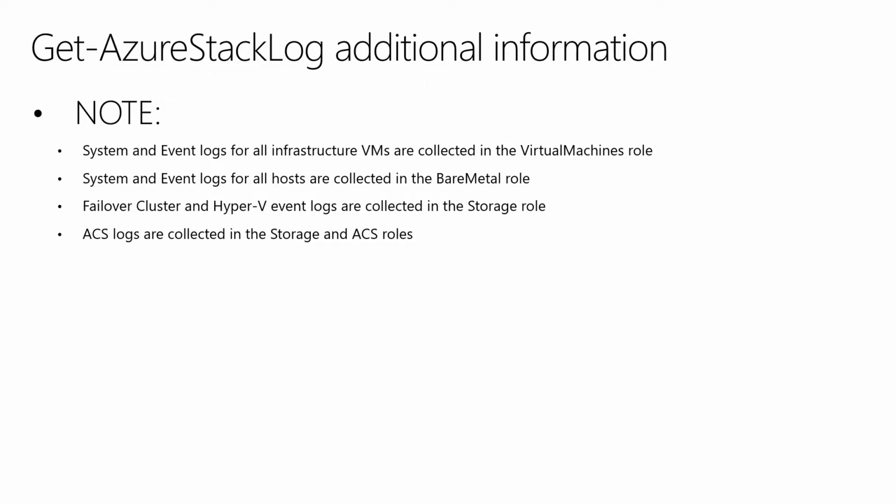Okay, a few last notes. So system and event logs for all infrastructure VMs are collected in the virtual machine roles. This is one of the roles I mentioned. You can specify all the resource providers. System and event logs are part of bare metal. Failover cluster and Hyper-V is part of storage. And ACS, Azure Consistent Storage logs are collected in storage and ACS.